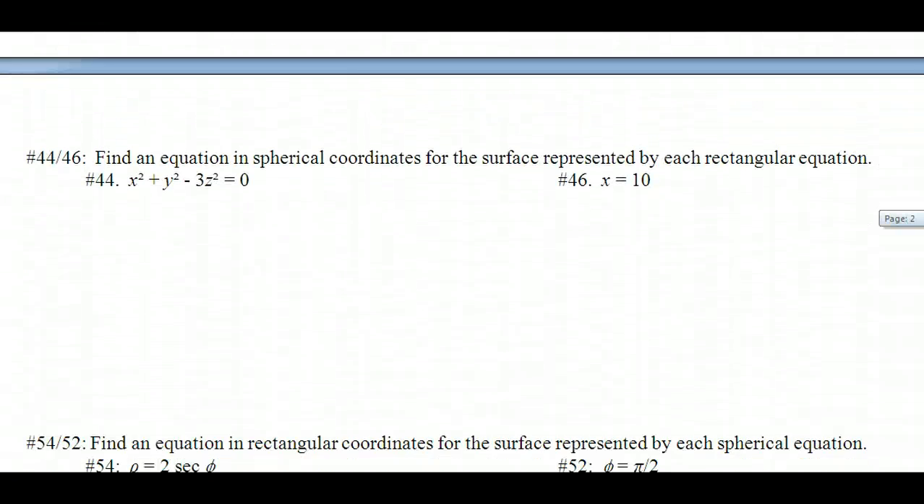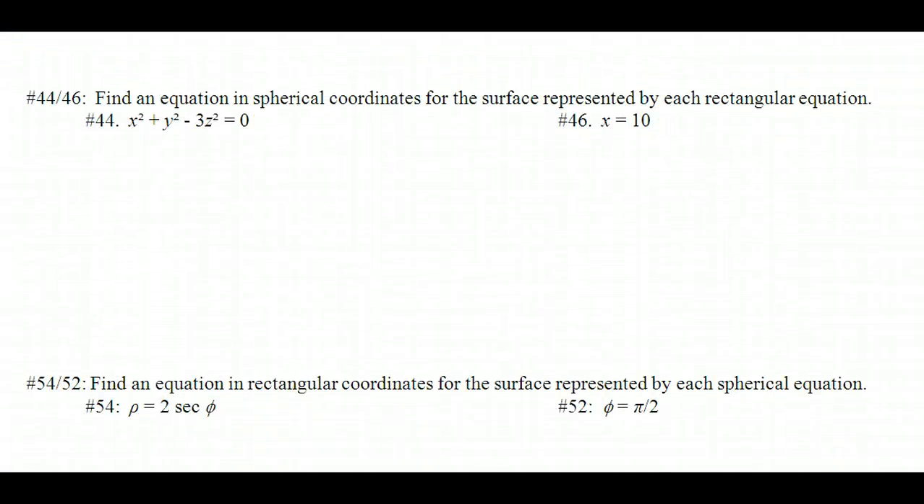Last page. 44 and 46. We want to find our equation in spherical coordinates for the surface represented by each rectangular equation. So obviously, looking at it, it's rectangular. We have x, y, and z. We want spherical. We want rho, theta, phi.